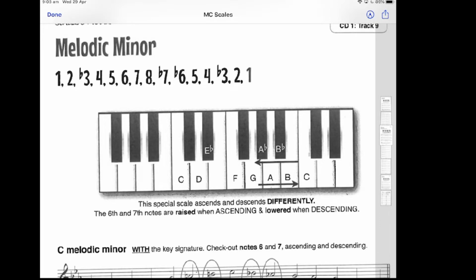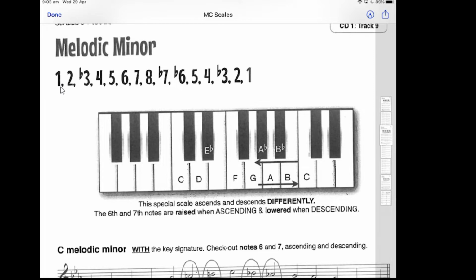So let's look at the melodic minor scale. Now, we did study this scale in Year 11, so this is kind of revision, but it's the first time we've addressed the melodic minor in the Orange textbook. So here it is. You're already probably quite familiar with the fact that it's a scale that changes on the way down compared to the way up.